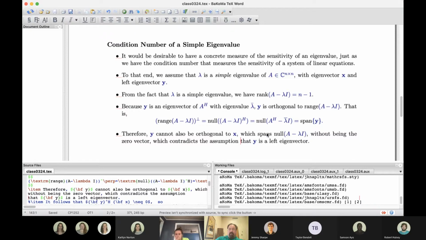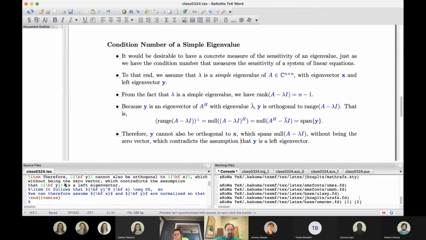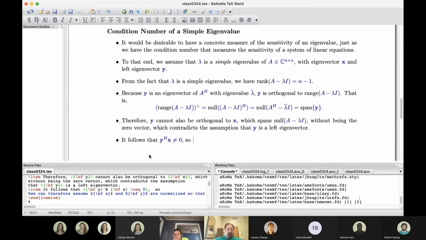But the only way that can happen, because y itself is in Cn, it's an n-dimensional vector, it would have to be 0. But y cannot be 0 because y is a left eigenvector. That alone means it's non-zero. So the main point to make here is y and x cannot be orthogonal to one another. So that means that their inner product is non-zero. So what I can do is normalize x and y so that the inner product is actually equal to 1. So we're just going to make that assumption.